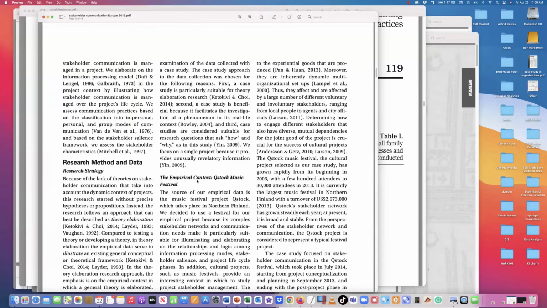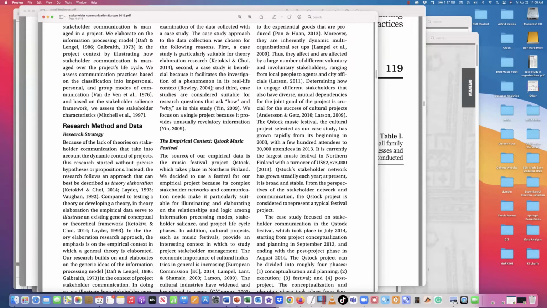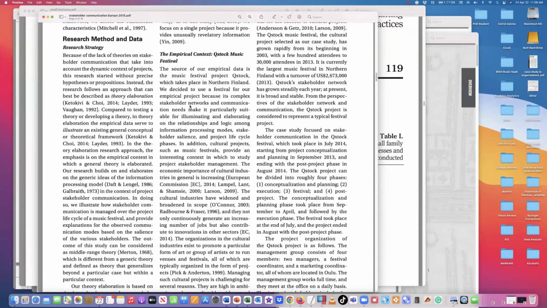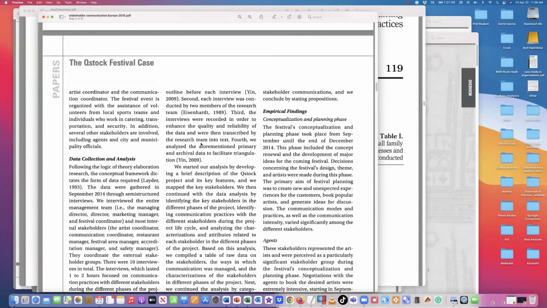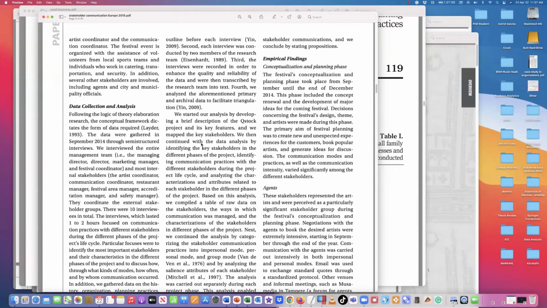So this is the empirical context. Remember, look at it: Q-Stock Music Festival. Before I can tell you about the festival, I have to give you the context. This is the empirical context. I told you that every case study starts with the context. After they give you the context, they can then tell you the findings that they have out of it.